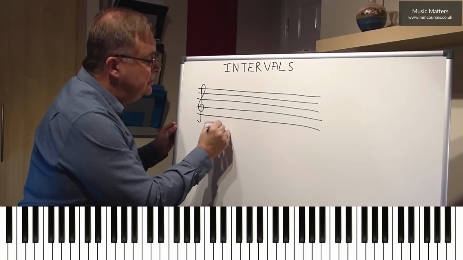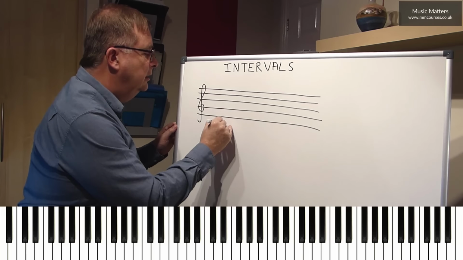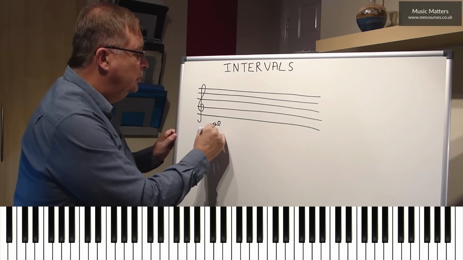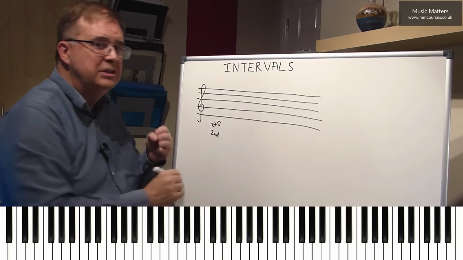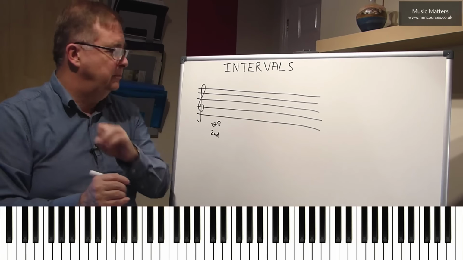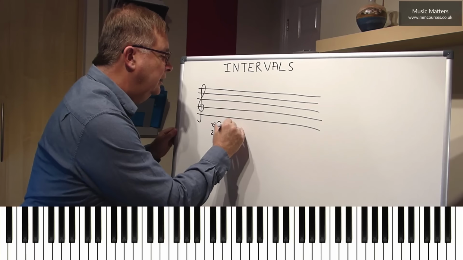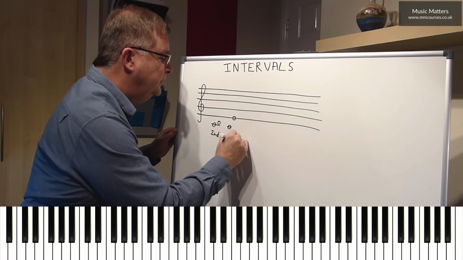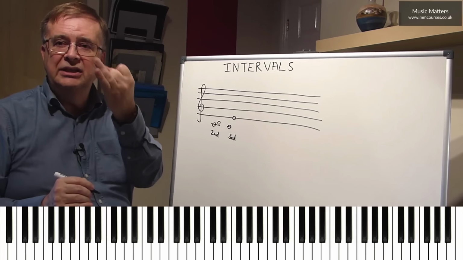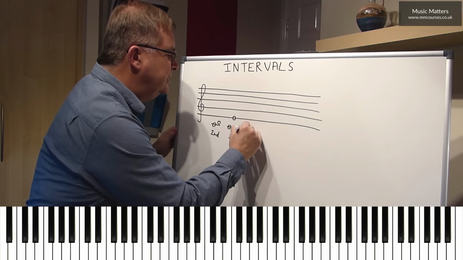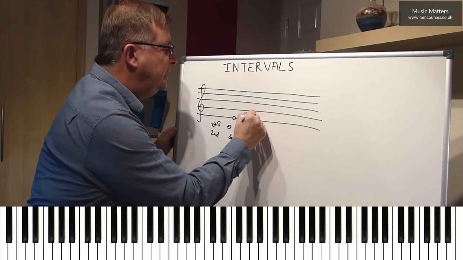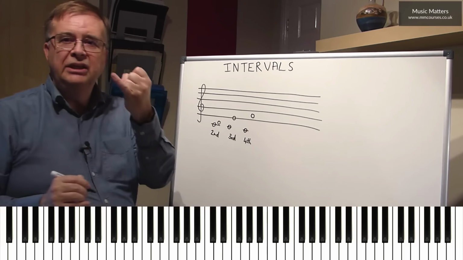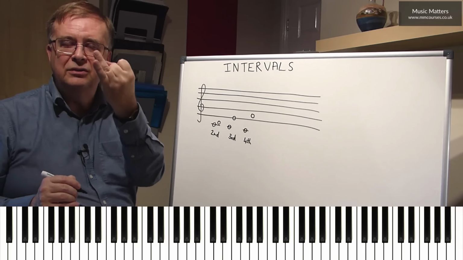So this is how intervals work. If I have a C followed by a D, then this is what we call a second, because we count C as number one, D as number two. If I have a C followed by an E, then this is a third, simply because we count C as number one, C, D, E, that's a third. So I'm sure you're getting the idea very quickly here. If I go C up to F, that's going to be a fourth. C, D, E, F. 1, 2, 3, 4.